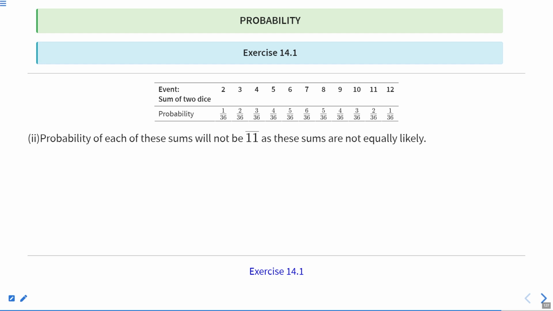This is equal to 3 by 36. Okay, and 2 gets sum as 11. The possible outcomes are 3. So therefore probability 2 gets sum as 10 is equal to 3 by 36.